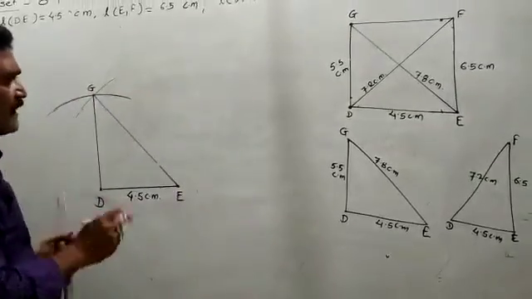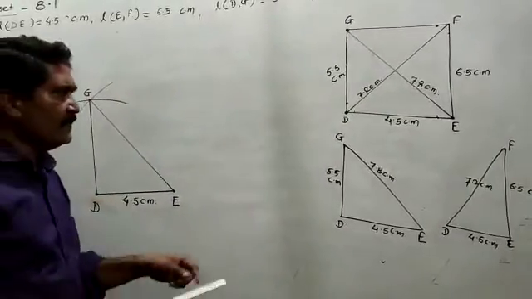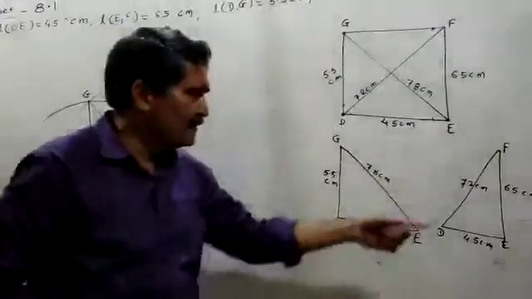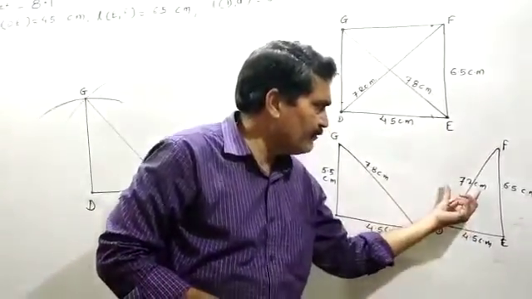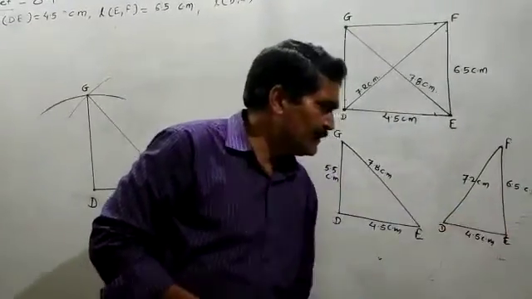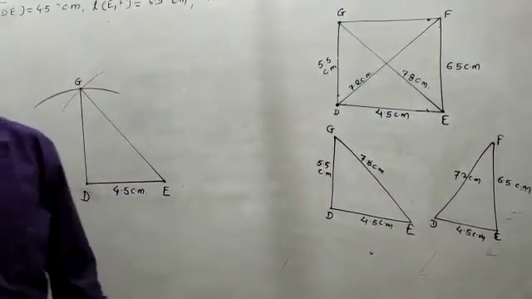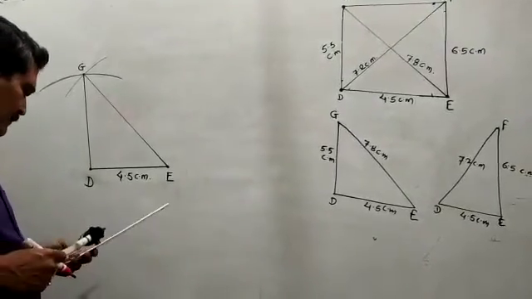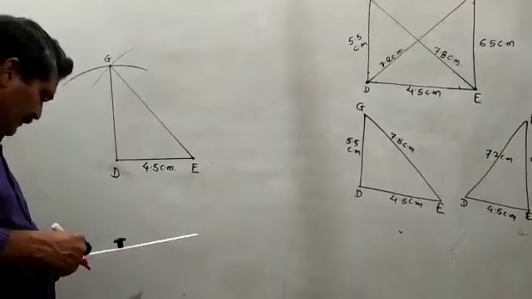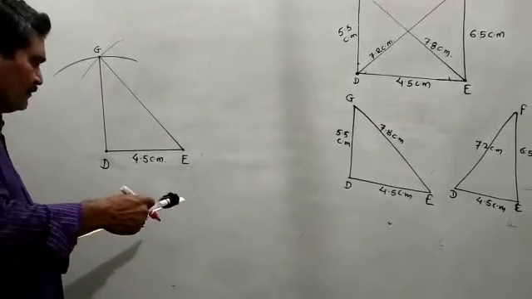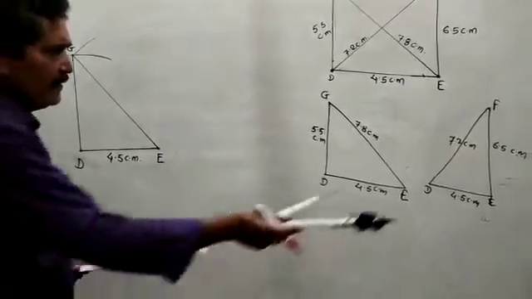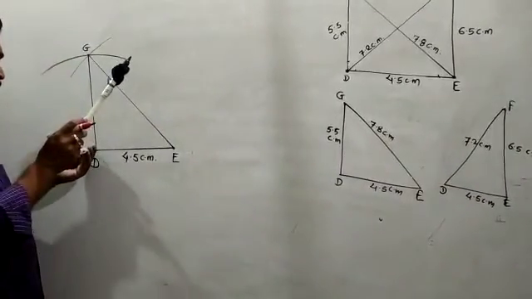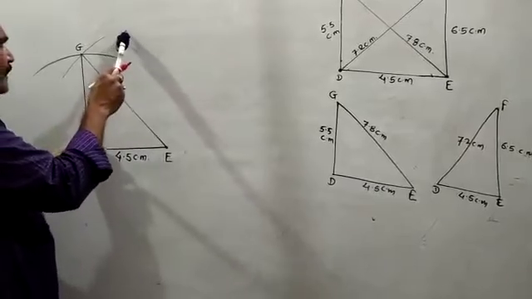Once you construct the triangle GDE, in the same manner you have to construct the triangle FDE, using the same base. This is the FDE triangle, with 7.2 centimeter and 6.5 centimeter. You have to make the arc. In the compass you take 7.2 centimeter, and I will make the arc of 7.2 centimeter from D to F. Keep the pointer on D and make the arc like this.